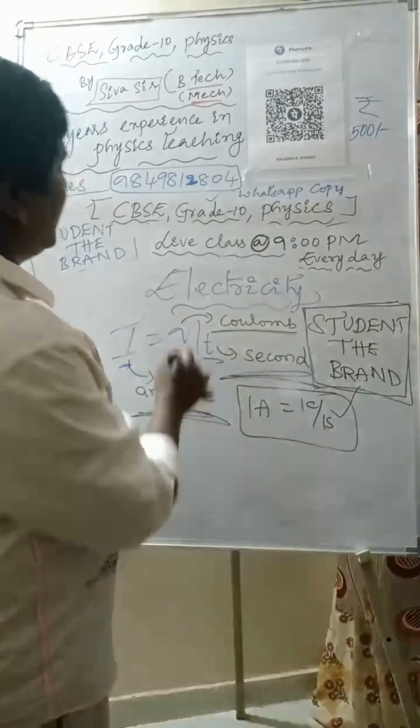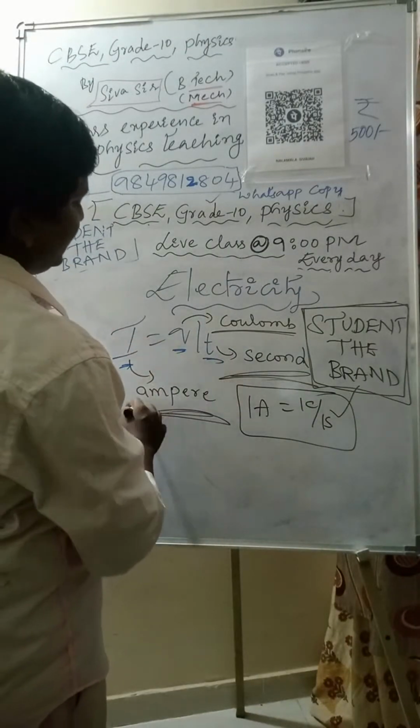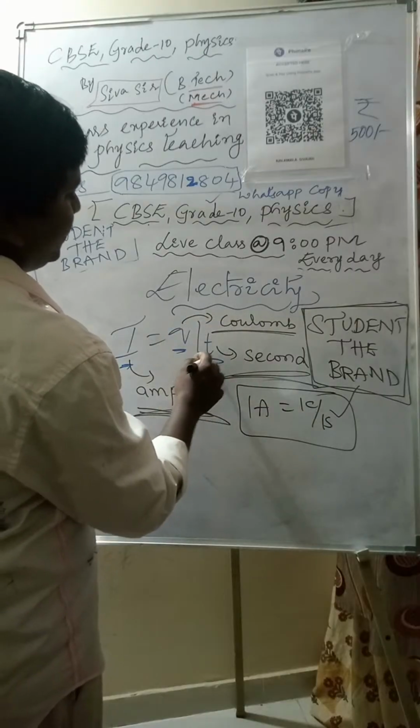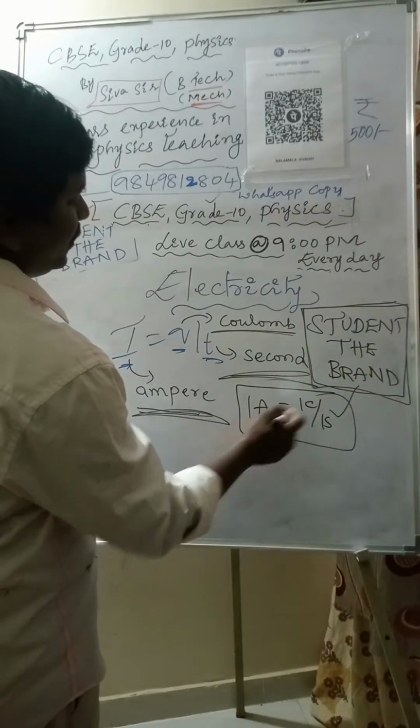Okay, come to the point. I equal to Q by T. The SI unit of current is ampere, the SI unit of charge is coulomb, and the SI unit of time is second. So 1 ampere equals 1 coulomb per second.